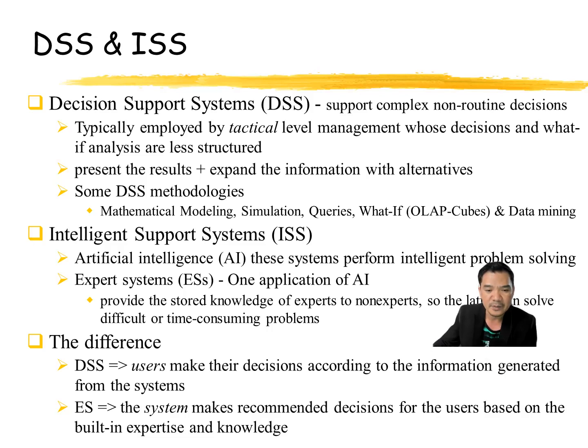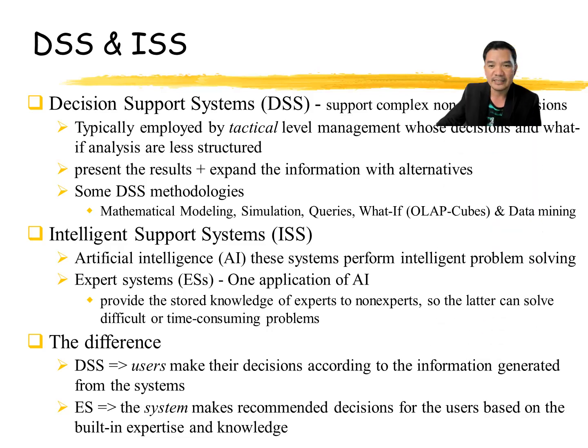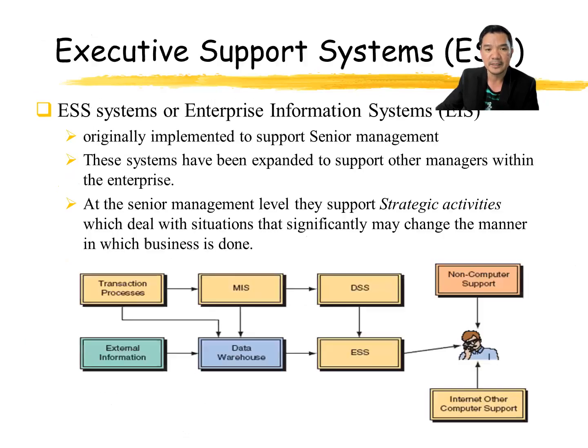In the decision support system, users make their decisions according to the information generated from the system. In the expert system, the system makes a recommended decision for the users based on the built-in expertise and knowledge. So the major difference is that a decision support system will wait for the users to input the final decision, while in the expert system, the system already provides a decision before the user can evaluate it. So there's a major difference in terms of implementation in the program.